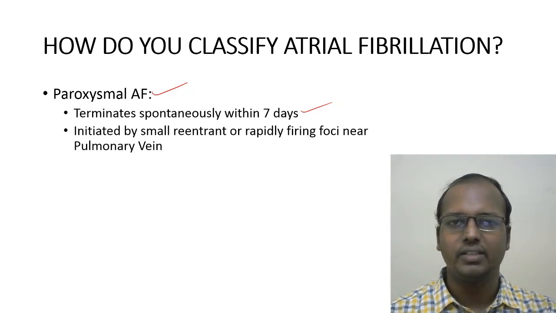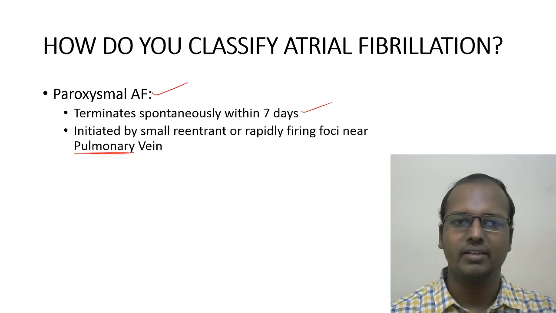So for treatment, we'll give drugs. There is a method called radiofrequency ablation. We'll go near the pulmonary vein and the atrial junction and just ablate the focus. Then the patient will be absolutely all right. The patient will be having sinus rhythm. So that is a method of treatment. That's why I have highlighted the fact that the ectopic foci are near the pulmonary vein.